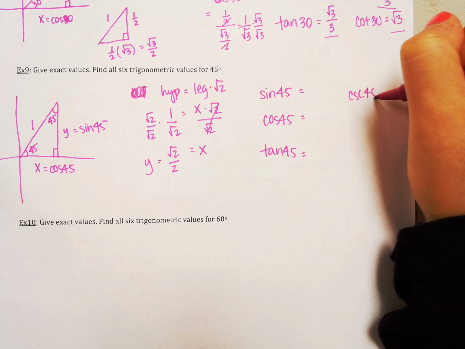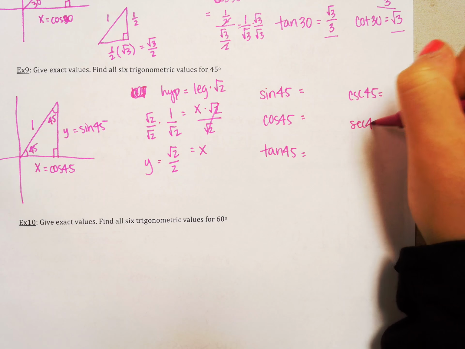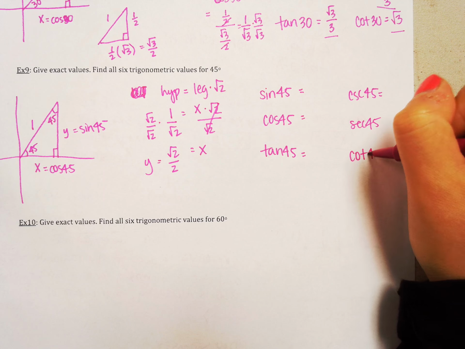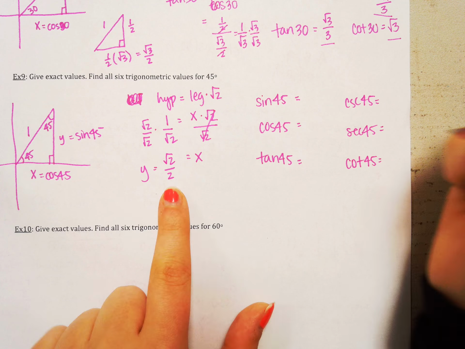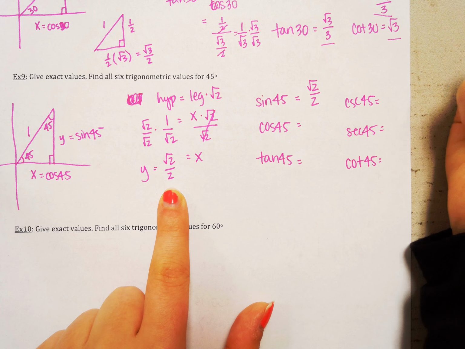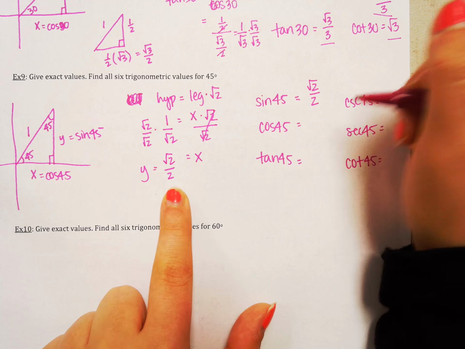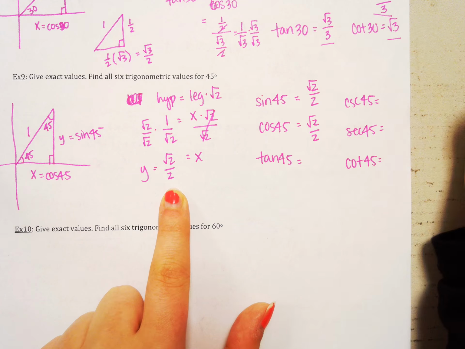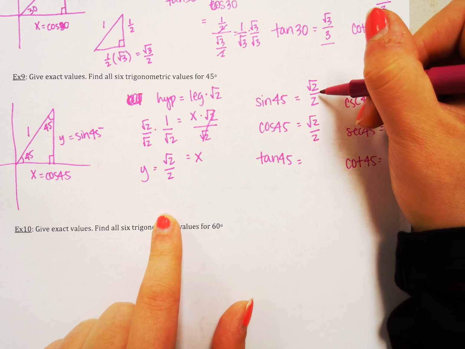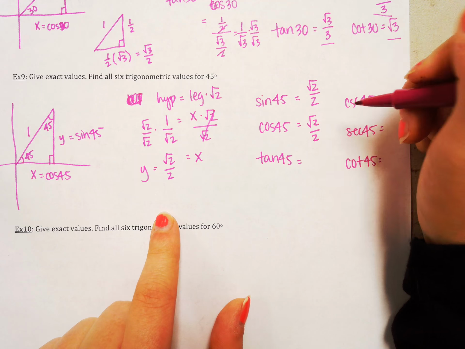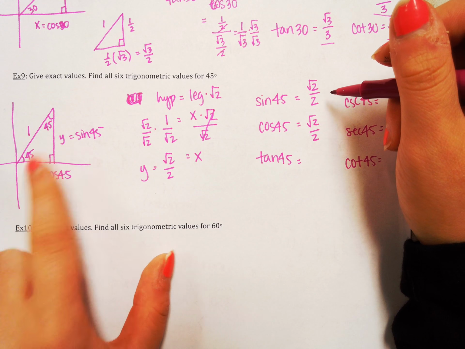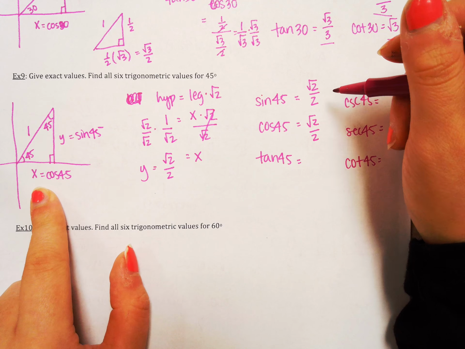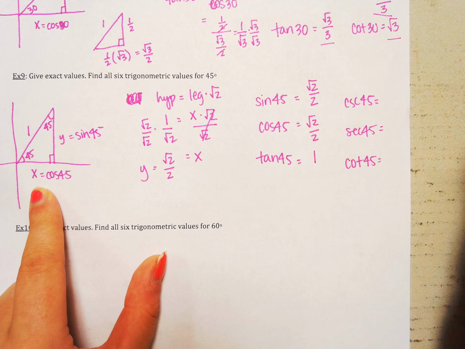Cosecant of 45, secant of 45, and cotangent of 45. So my sine of 45 is root 2 over 2. My cosine of 45 is also root 2 over 2. My tangent of 45 is root 2 over 2 over root 2 over 2, or we already did this last chapter. The tangent, the ratio of y over x, since y and x are the same, would be equal to 1, which makes my cotangent also the reciprocal of that, which is still just 1.